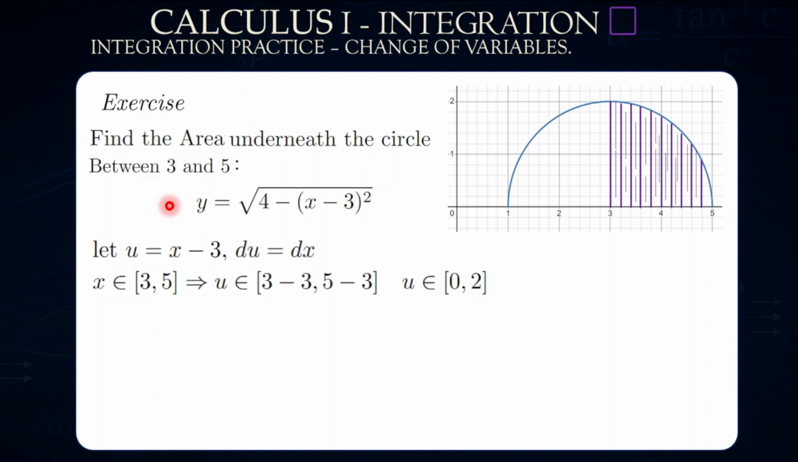As an example, let's find the area underneath the circle between 3 and 5. So you have a circle here, and you can easily find the equation of that circle because the center is M, defined at x equals 3 and y equals 0. So a equals 3 within the equation you've seen before. And the radius for that circle is 2, which is 5 minus 3. So y equal square root of 4 minus (x minus 3) squared. You can easily find it out by looking at the previous slide.